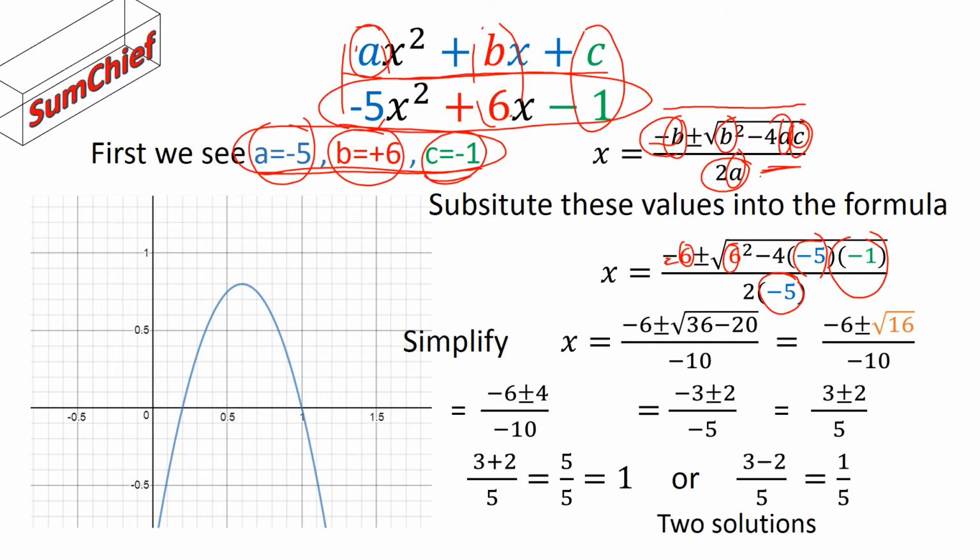Okay, so now let's multiply out and see where we get to. We get minus 6 plus or minus the square root of 6 squared, which is 36, and then for the 4ac we've got minus 5 times minus 1, which is plus 5, times minus 4, which is minus 20. So we've got the square root of 36 minus 20. And 2 times minus 5 gives minus 10. Let's simplify a little more, noticing that 36 minus 20 is 16, so the square root is of 16. Minus 6 stays as it is, and the minus 10 stays as it is.